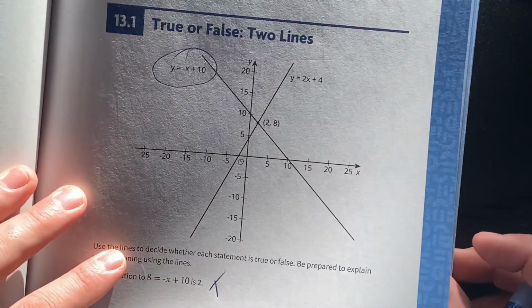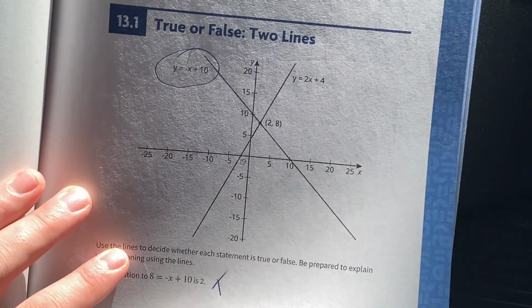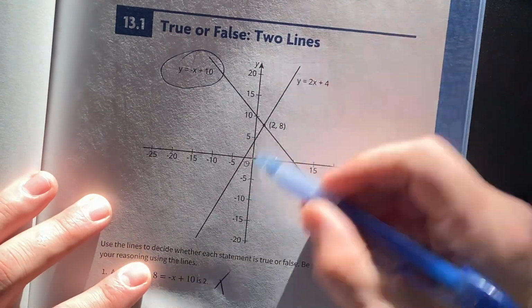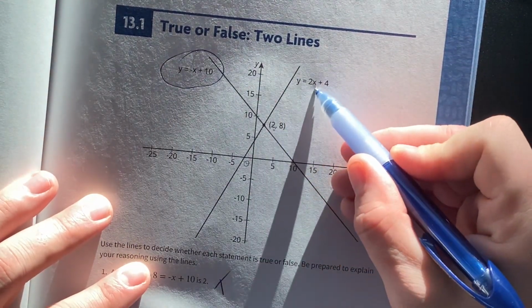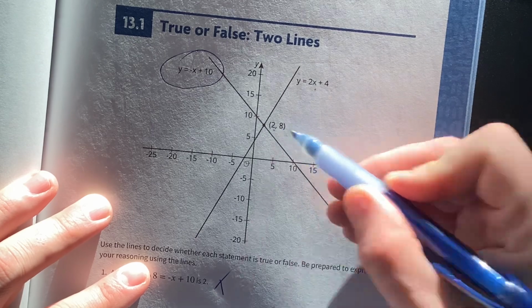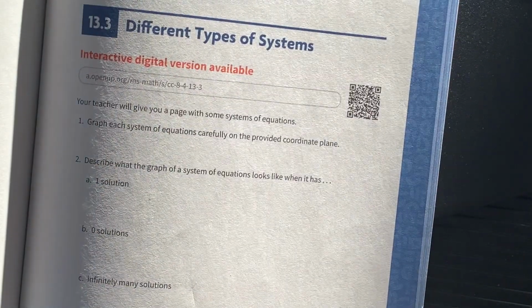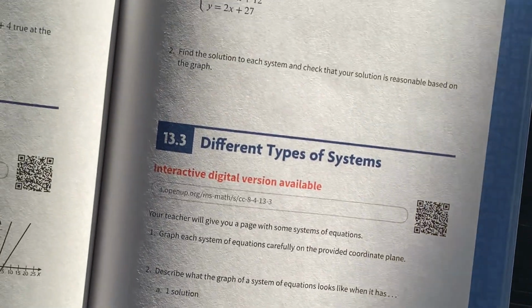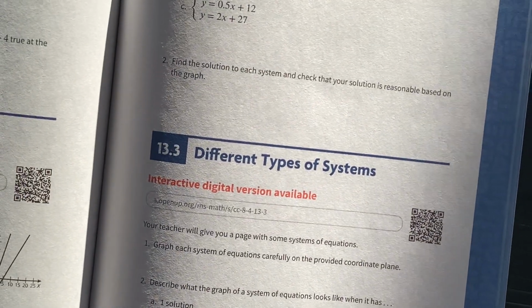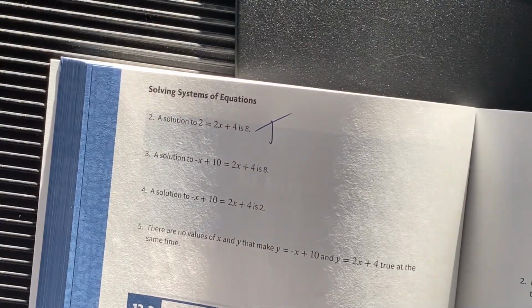Next one, a solution to 2 equals 2x plus 4 is 8. So that's the other line. So if I plug in 2 to that line, do I get 8 again? Yeah, it's on that line as well, right? I plug in 2 to this equation, definitely get 8 is on that line. So that is true as well for number 2. On the next page, question number 3, a solution to negative x plus 10 equals 2x plus 4 is 8. Do you agree with that one?